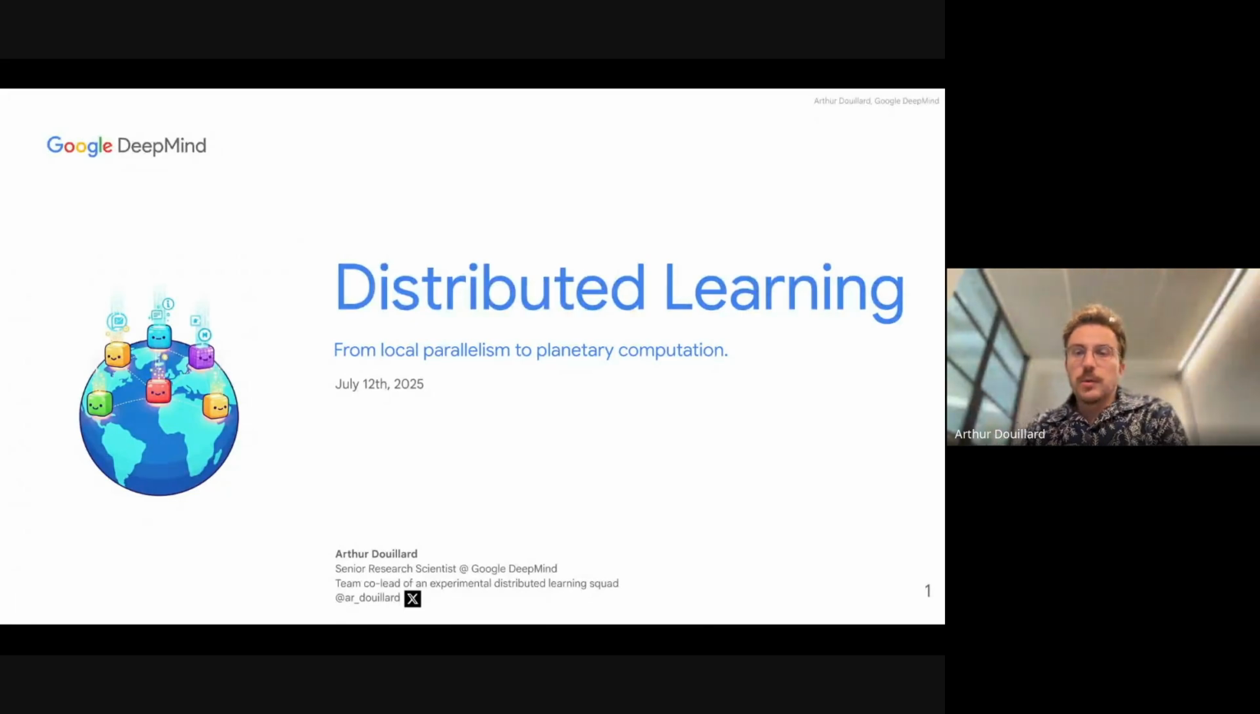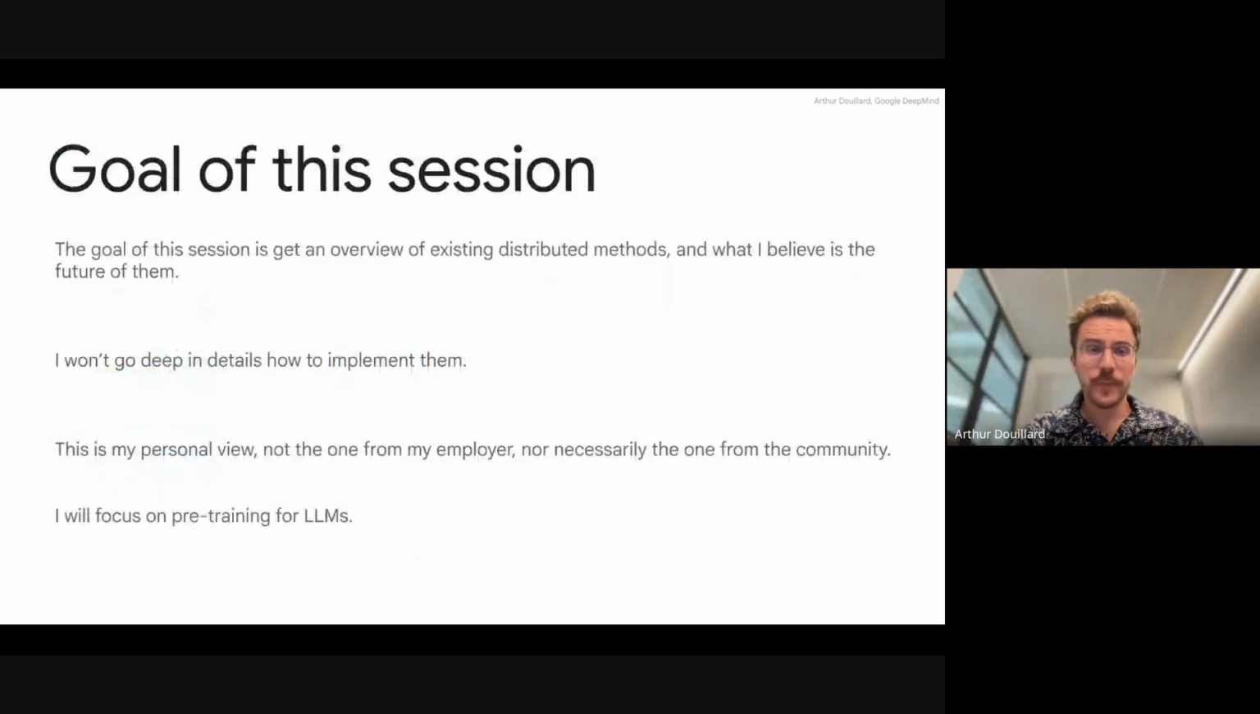I'm going to talk about distributed learning, or distributed training, from local parallelism to planetary computation. I work at DeepMind. My topic is distributed learning, but I aim to work on distributed learning methods that are a bit different from what people usually work on, in order to go beyond distributed learning between a small cluster of GPUs and actually be able to use all the GPUs across the world.